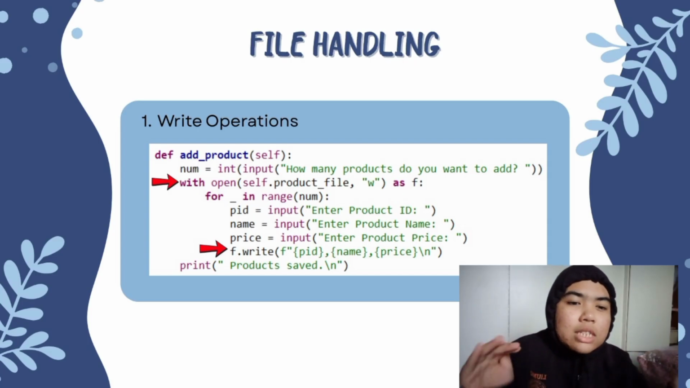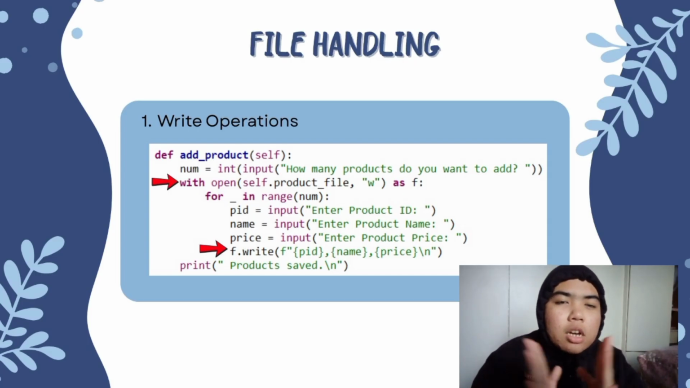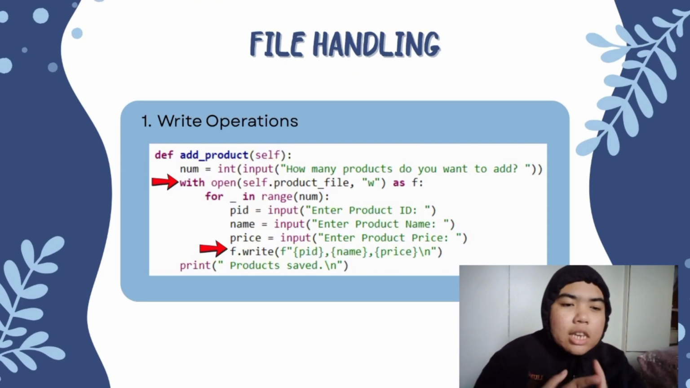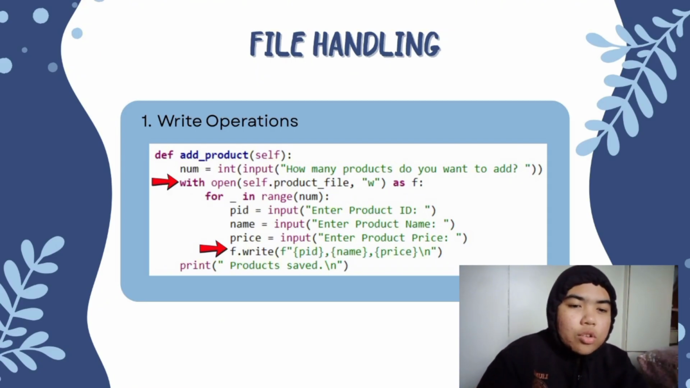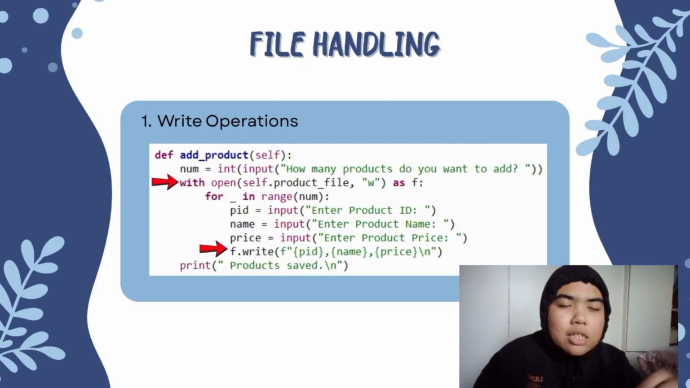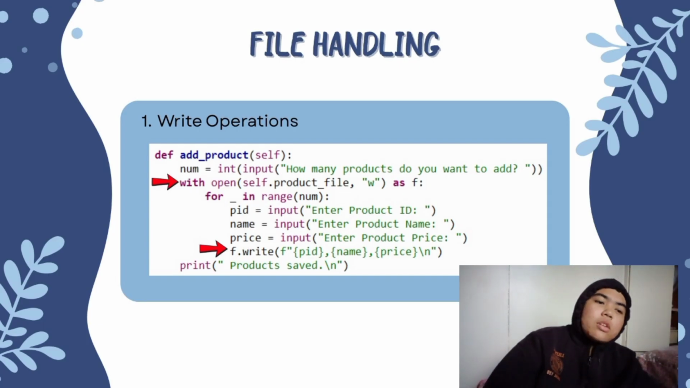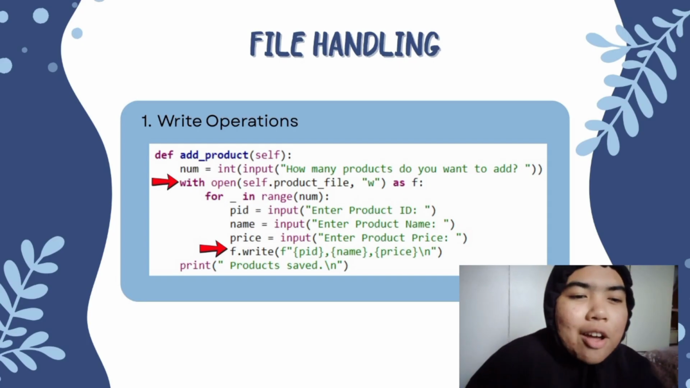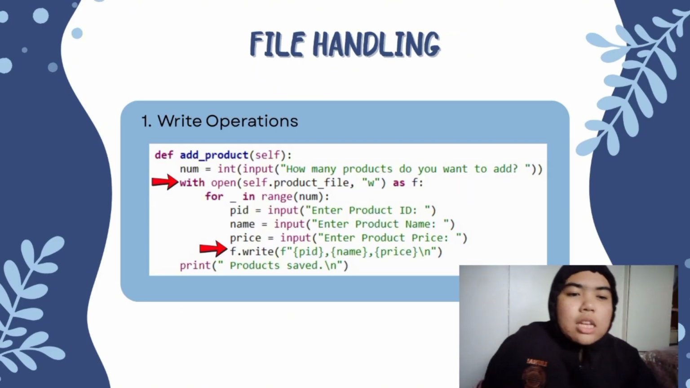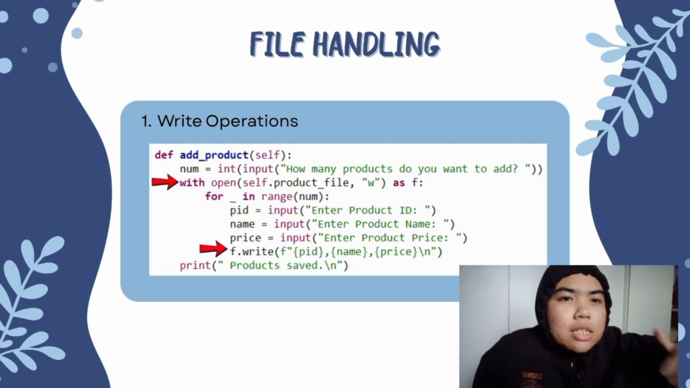Okay, so inside the loop, we have product ID, name, and price collected using input. So like f.write, it writes the collected data into the file. Each product will be saved in one line separated by commas. After the products are added, it will print product saved.